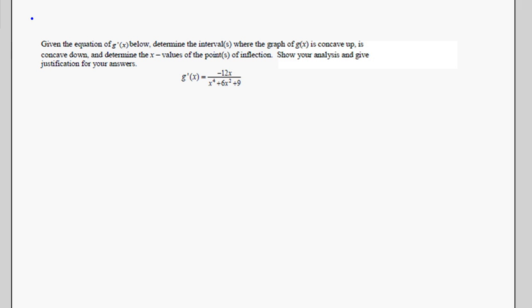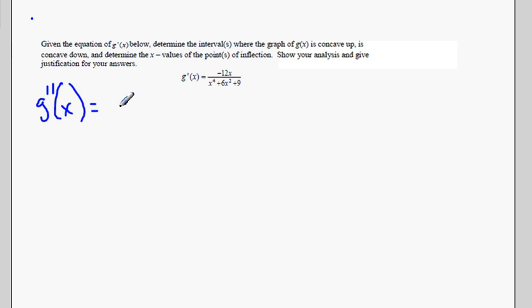Okay, next problem. Given the equation of the derivative, determine the intervals where the graph of g of x is concave up, is concave down, and determine the x values of points of inflection. Show your analysis and give your justification for the answers. So I'm given the first derivative. I've got to find the second derivative, and I'm going to need the quotient rule and do some simplifying. Once I simplify, I want to do a sign change chart, and that's going to help me figure out, again, where the original function is concave up, concave down, and any x values of points of inflection. All right, so let's do that.